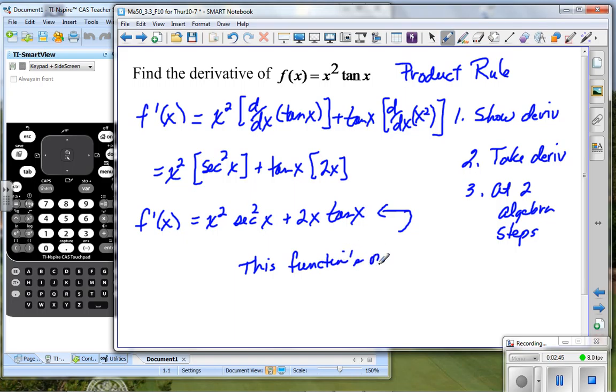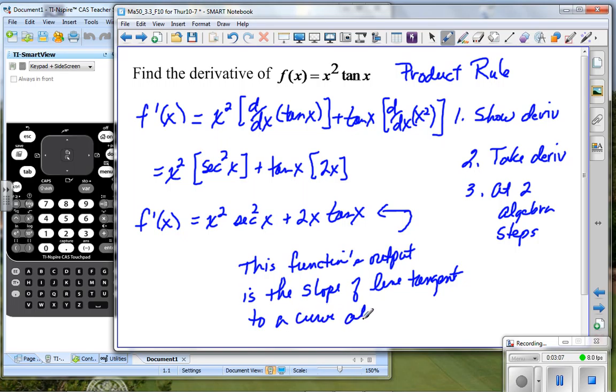function's output is the, can you fill in the next word? Okay, slope of what? Okay, a line tangent to a, good, curve at a, okay, very good. I'm assuming that you got that right, and if you didn't, you will go back and make sure that you have these four words in your definition of the tangent, or of the derivative.